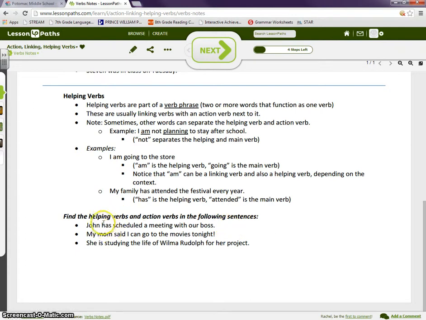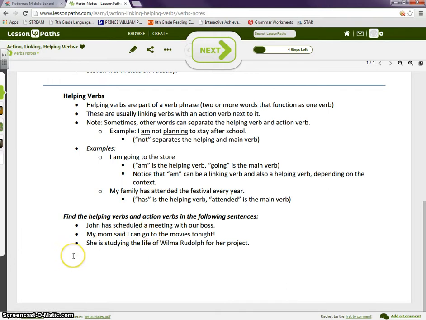The helping verb is has. The action verb is scheduled. A little bit of a hint. If you can find your action verb first and look in front of it, chances are you'll find a helping verb. Let's look at the second one. My mom said I can go to the movies tonight. Find the action verb and then find the helping verb. In this case, our action verb is go and our helping verb is can. Can go. It functions together as a verb phrase.